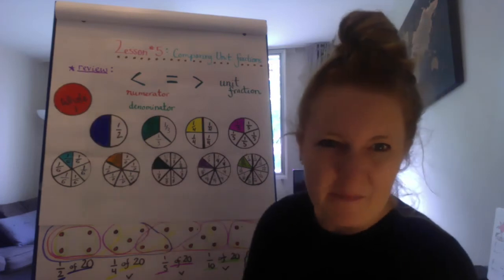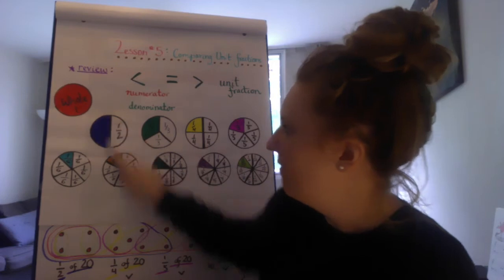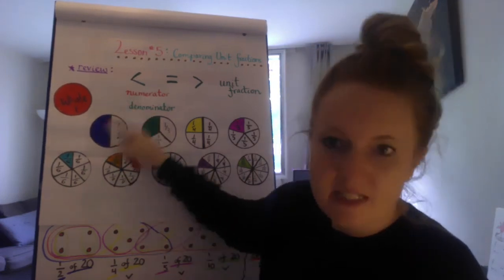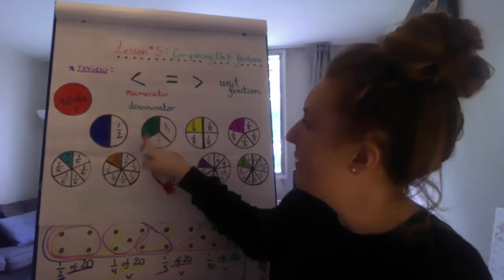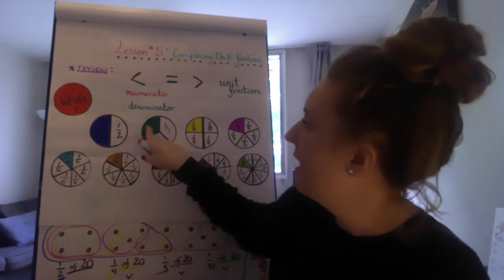Let's pretend I had a pizza. This is my whole pizza. Now I wanted to cut it in half. Cut it in half, easy. My whole has been divided into 2 parts. Cut it into thirds. My whole has been cut or divided into 3 parts, and I selected one out of the 3.